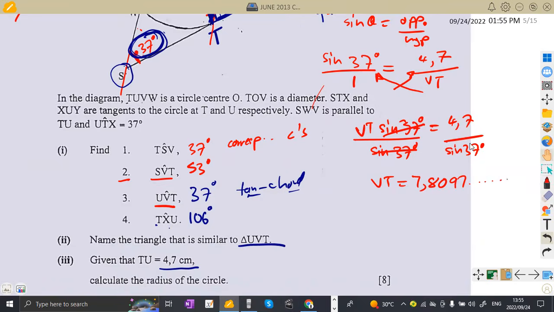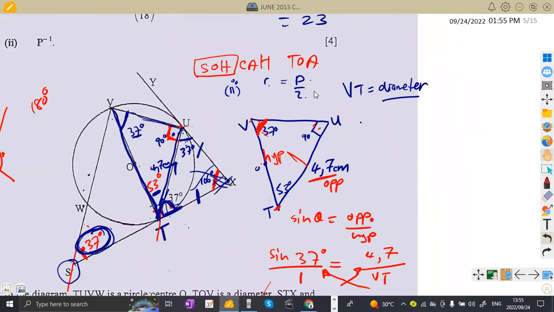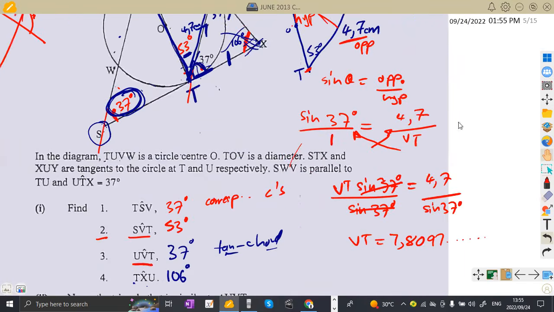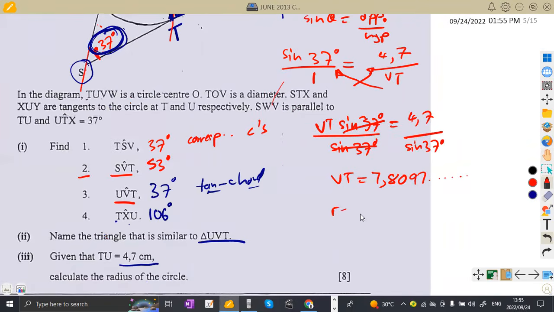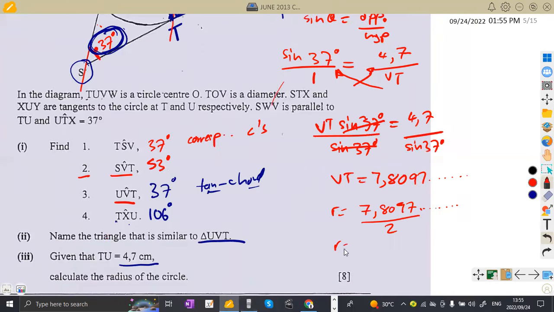Now let's get back to the radius, because we said the radius in this case is going to be diameter over 2, and our VT is the one representing the diameter. So to find the radius, we simply divide. Our radius is going to be VT over 2, which is 7.8097 over 2. Still on your calculator, you simply divide this decimal by 2 like this. You're going to obtain 3.904, something like that. So our R is going to be 3.904, something like that.